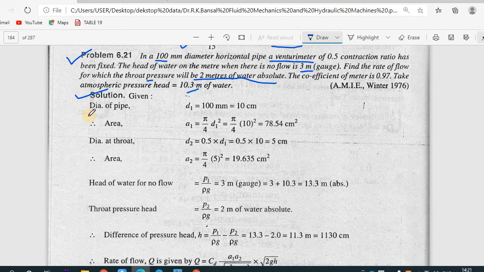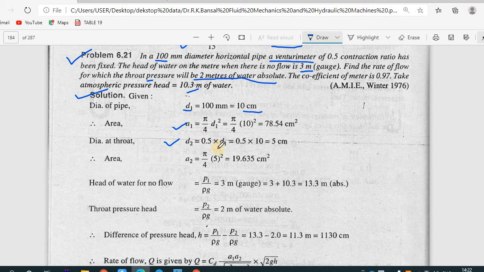So first we'll write all the given parameters. We have the diameter of the pipe, which is d1 equals 100 mm, that is equal to 10 centimeters. We are considering that as the inlet. So from here we can calculate the area, which is 78.54 square centimeters. The diameter of the throat is given by the contraction ratio, 0.5 of D1.